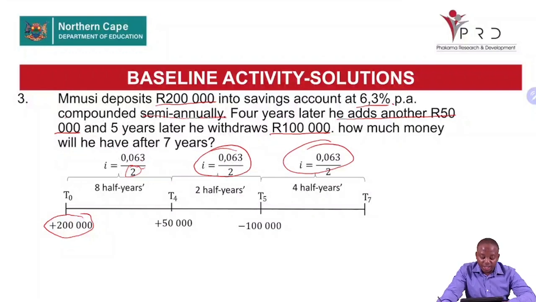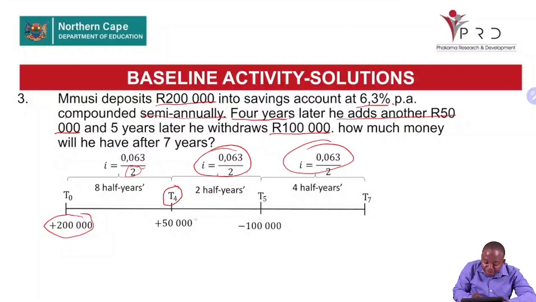We do not change anything there. Now let us see where is the disturbance. They said 4 years later. When they say 4 years later, that is to say at T4. So at T4, when you go to T4, what happens? There was an addition. He deposited more money.